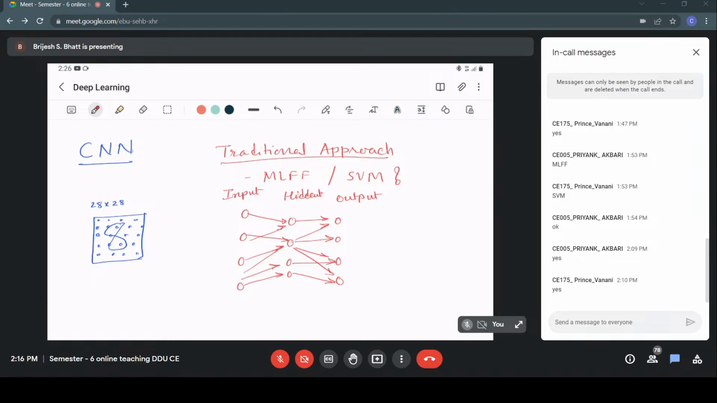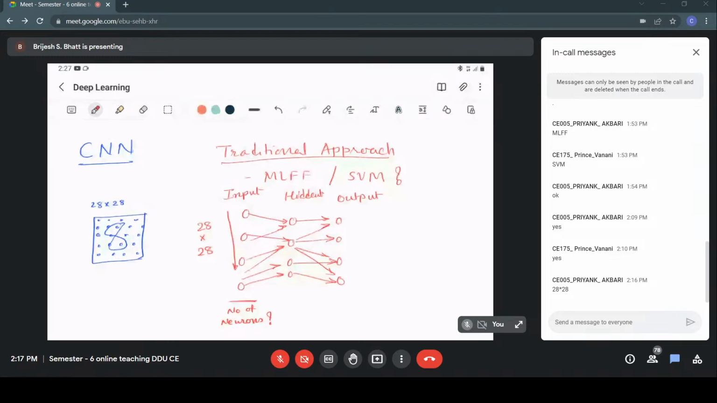Can someone quickly tell me what will be the number of neurons in the input layer? Or how do you calculate the number of input layer neurons required to identify a digit in a 28 cross 28 image? As Priyank has rightly said, you need a 28 cross 28 input layer if you do not do anything. And we can directly see that 28 cross 28 is a huge number of inputs, right? So many input layer neurons are required.